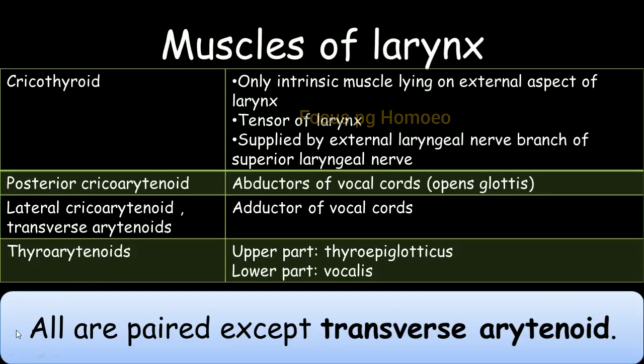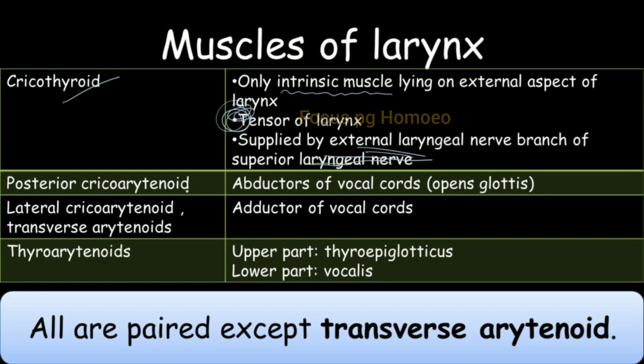Then comes muscles of larynx. First comes cricothyroid. The MCQ points were, this is the only intrinsic muscle lying on the external aspect of the larynx, and it is also called the tensor of larynx, and it is supplied by external laryngeal nerve, which is a branch of superior laryngeal nerve. Okay.